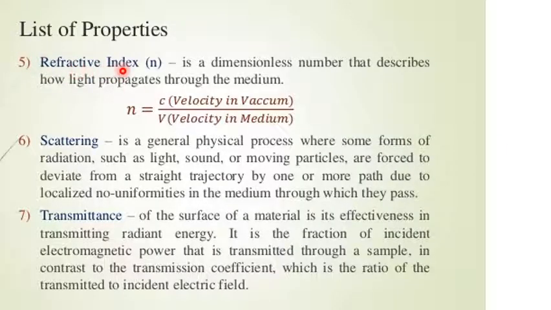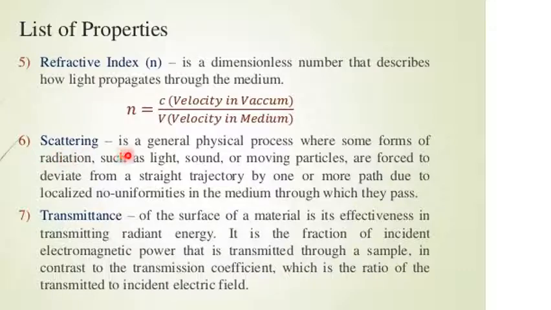The fifth property is refractive index, and you have already studied the refractive index in previous classes. It is equal to c divided by v: the velocity of light in vacuum divided by the velocity of light in the medium. Every medium has a different value of refractive index.